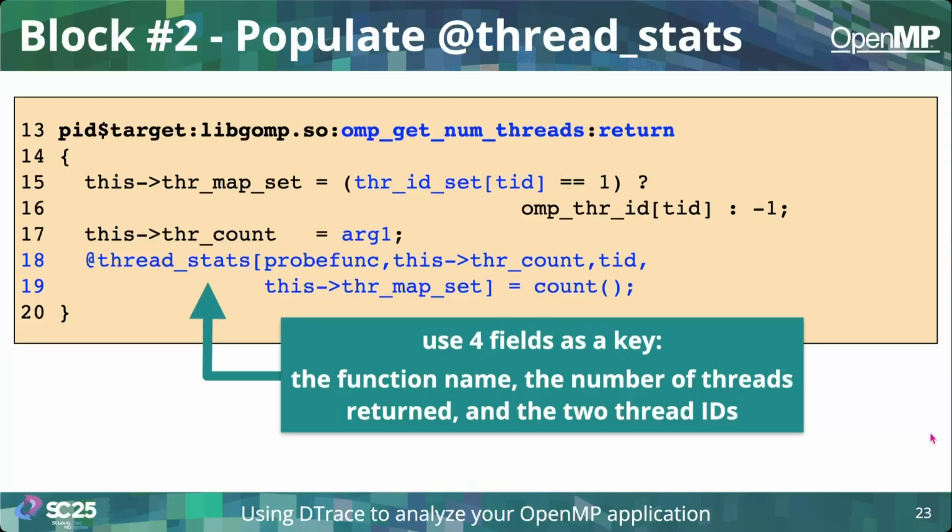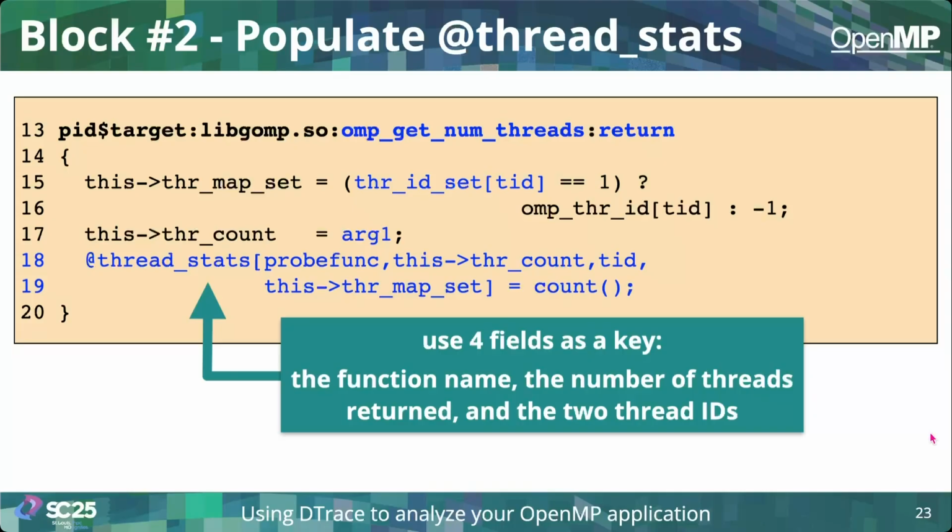This is setting up another aggregation. And it has a key consisting of 4 fields. The function name, that's stored in the internal variable probe func, that's OMP get num threads in this case. It's storing the thread count. Remember, this function returns how many threads there are, and return values are stored in arg1, so at line 17, I store that in a local variable. I could have just jammed in arg1 in this aggregation. I just want to show you how you can do this. It's a little bit cosmetic, but it also makes it a little bit easier to read because now you know what arg1 represents in this case, the thread count.